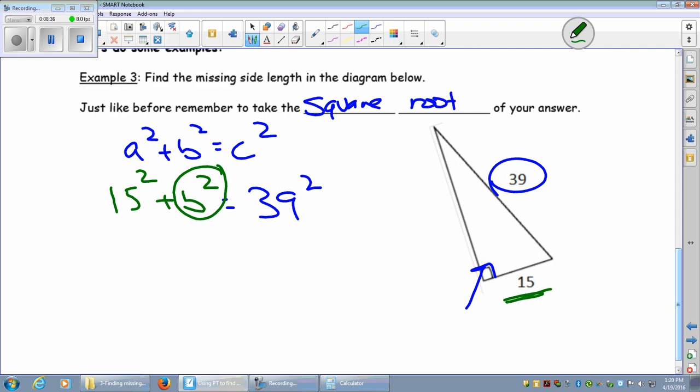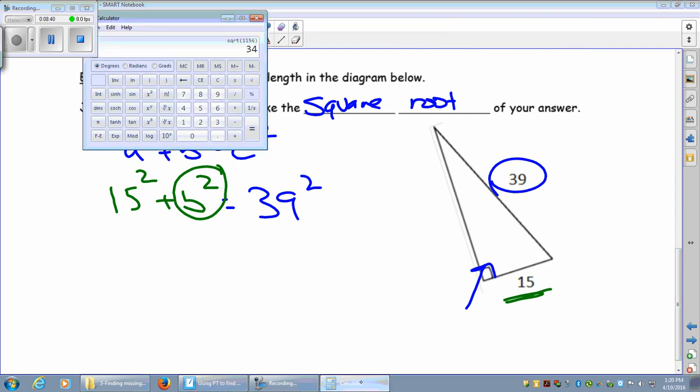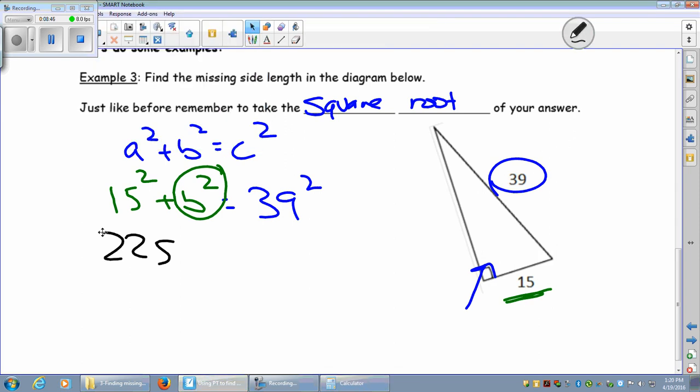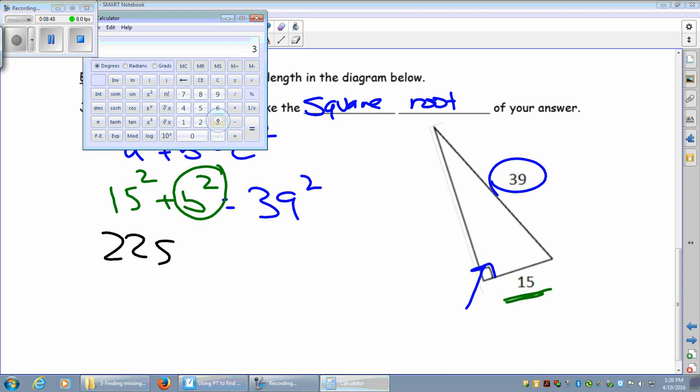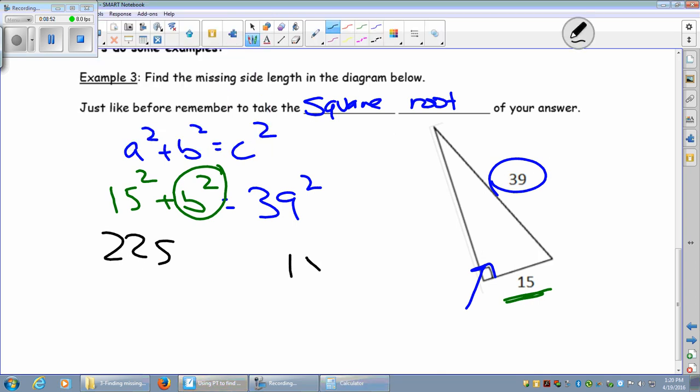So let's simplify as much as I can, like do 15 squared and 39 squared. So 15 squared is 225, and 39 squared is 1521, is equal to b squared. And now let's solve this. This should be pretty easy for us. This is just basically like a two-step equation.